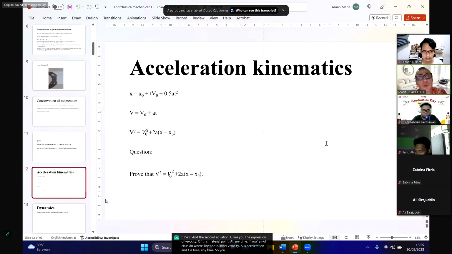So using the first two equations, using some algebra, we can find a very useful equation number 3, which says v squared is equal to v naught squared plus 2a times, in brackets, the difference of distances x minus x naught. So the current distance minus the initial distance. And I'm asking you to prove that using just simple algebra. Any questions?